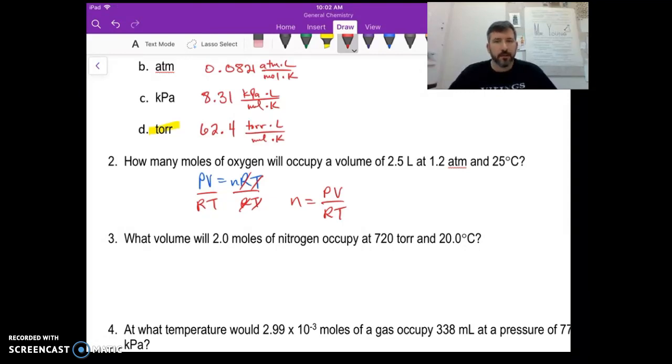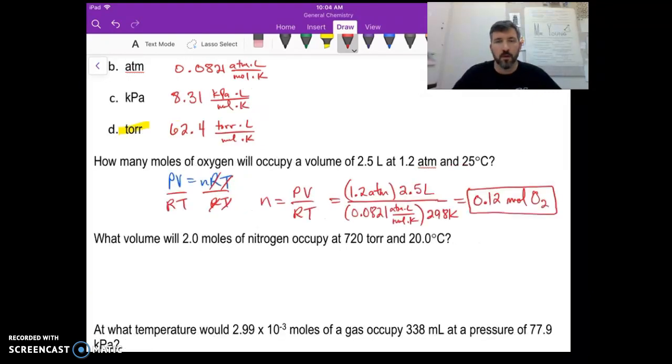Don't forget to pay attention to which R value you're supposed to use based on the pressure that you're given. And don't forget to convert your temperature to kelvins. And then go ahead and come up with an answer. Okay, so you should have gotten 0.12 moles of oxygen.